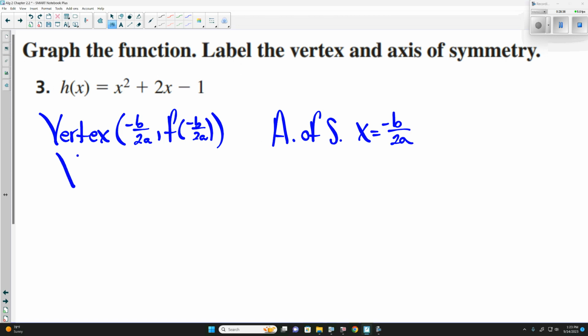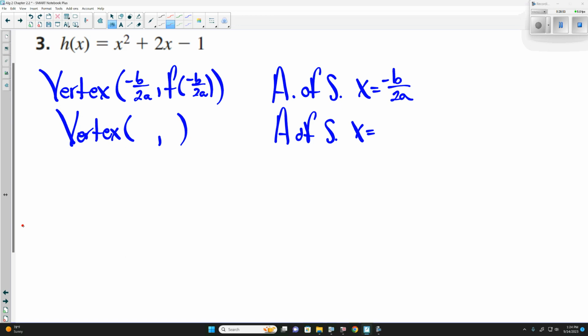And as we found on the last one, really the only thing we need to solve for first is negative b over 2a. So let's solve for it first. Negative b over 2a. And again, this is relating back to ax squared plus bx plus c.